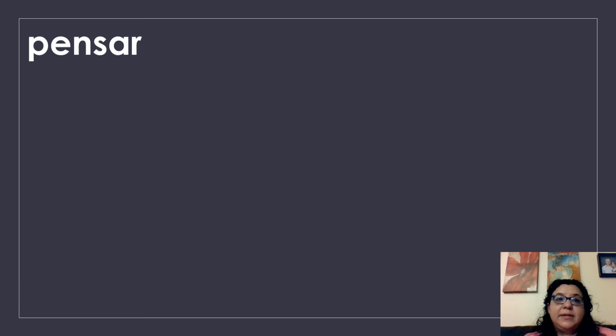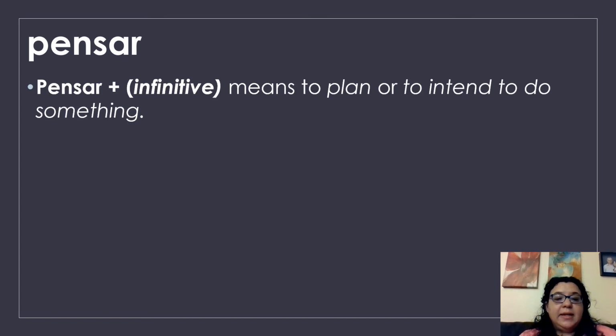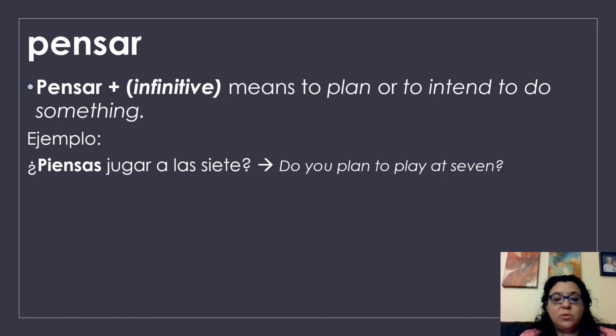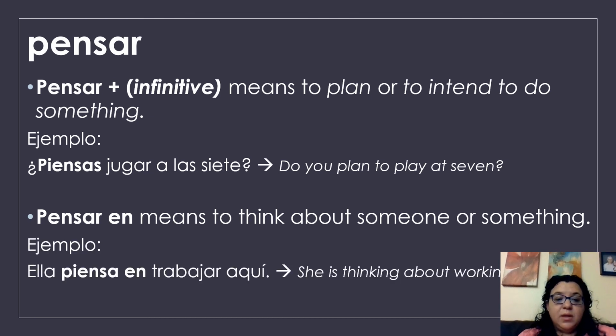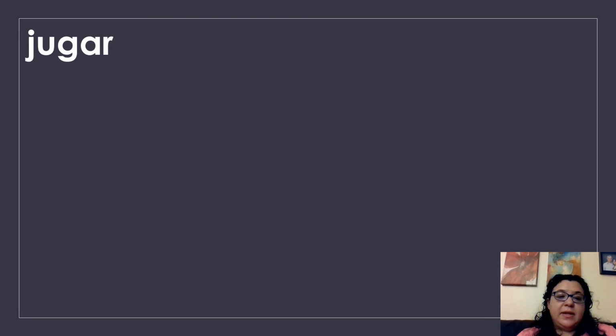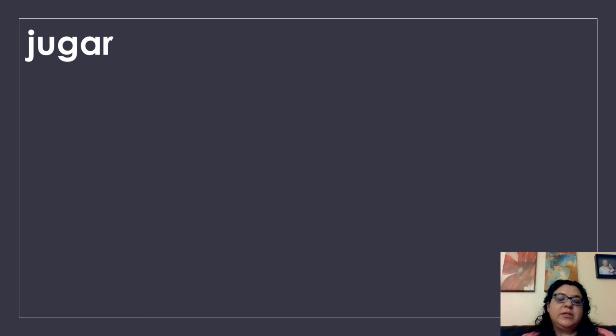Now, let's look at the verb pensar. The verb pensar, as you looked at your meanings, has different meanings depending on how we use it. When you have pensar with an infinitive, that means that you plan or intend to do something. Por ejemplo, ¿piensas jugar a las 7? Do you plan to play at 7? Now, if you use pensar en, that means that you're thinking about someone or something. So, pienso en trabajar aquí. Or ella piensa en trabajar aquí. She's thinking about working here. Or if I say something like, yo pienso en hacer la tarea. I'm thinking about doing my homework, so it has a different meaning.